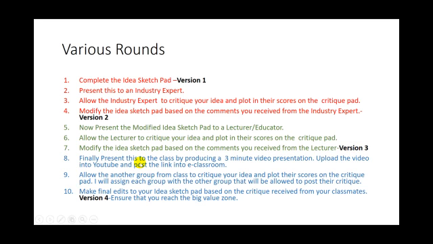And the final step is you present the version 3 idea sketchpad to the class. Now because it's an online class, you and your group would have to produce a 3-minute video presentation. You could probably stick up your third idea sketchpad on the wall and have somebody tape you with your phone, or you can probably do it through PowerPoint. You have to find ways in which you can make your video presentation. But make a presentation of your third version of your idea sketchpad and upload the video into YouTube.